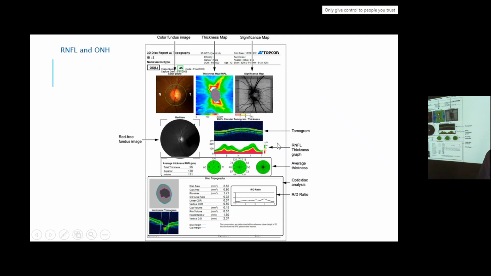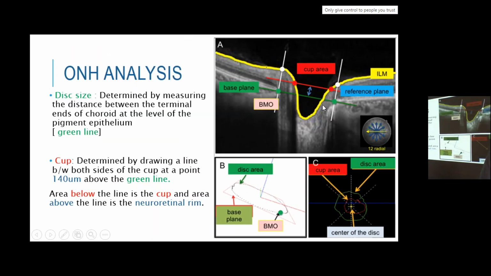The B-scan map. This is the retinal nerve fiber layer thickness map, TSNIT. And this is the average thickness map, the quadrant, the clock hours. And this part is the optic nerve head assessment with all the data: disc area, cup area, rim area, cup disc ratio, vertical, linear, cup volume, rim volume, horizontal disc diameter, vertical disc diameter. All of this data can be generated through these lines.